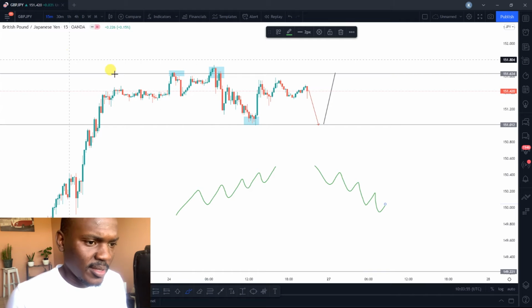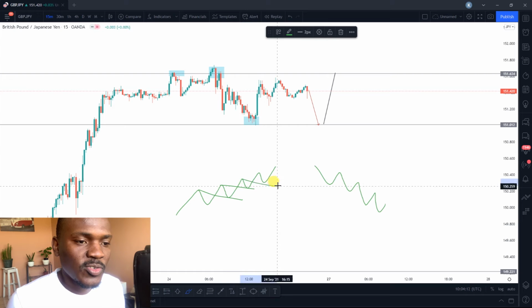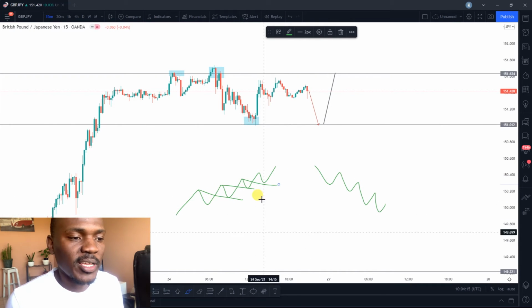You'll see something like this. So what you would do when drawing support and resistance is what you would do actually. I know it's not accurate, but I'm trying, guys. If you remember at the start of the video when I was drawing my support and resistance, you can actually relate to this.